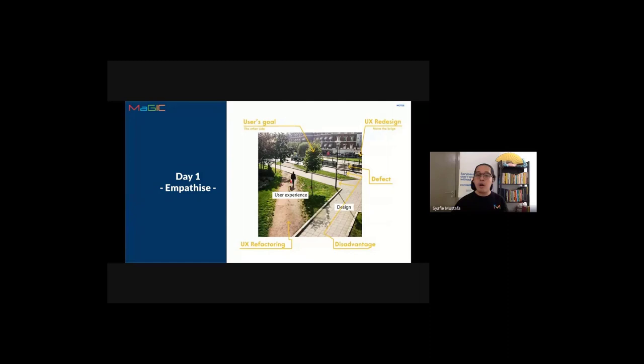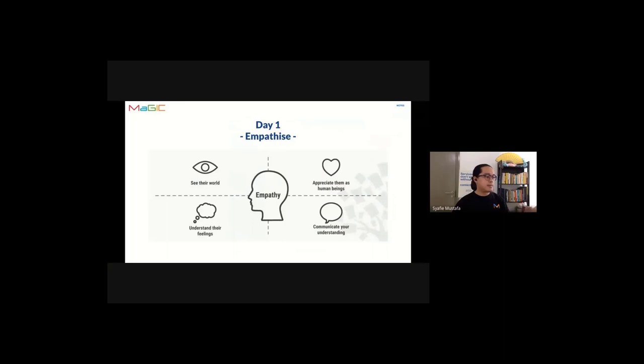You could summarize it like this, right? See their world, appreciate them as human beings, and communicate your understanding. So when you do interviews, you parrot what they say, you paraphrase them, and then make sure that they parrot back their agreement, right? And that you understand their feeling. And that is basically the core of day one.